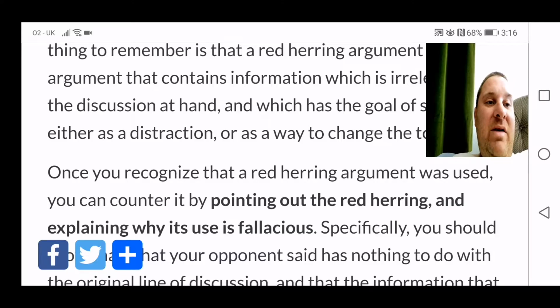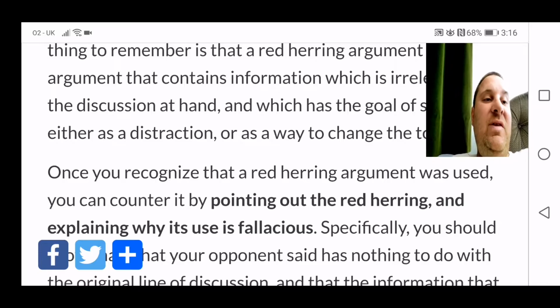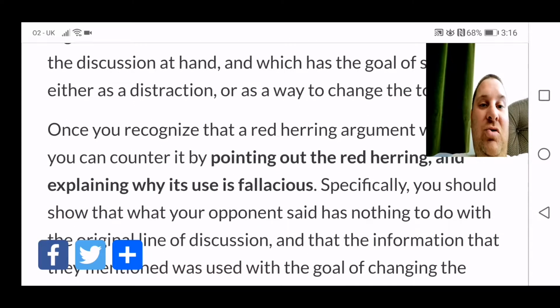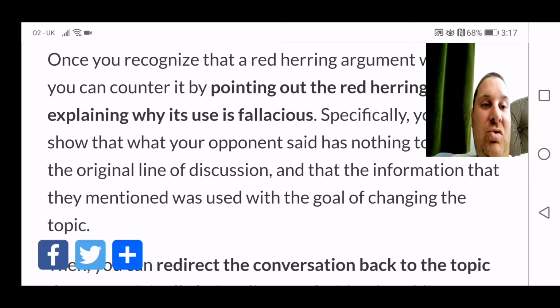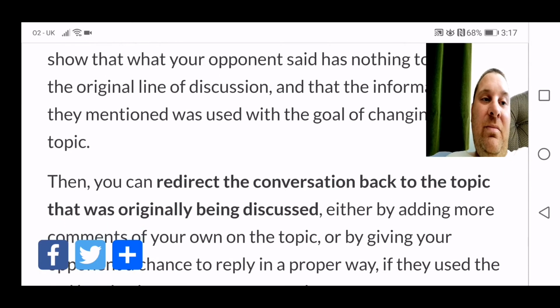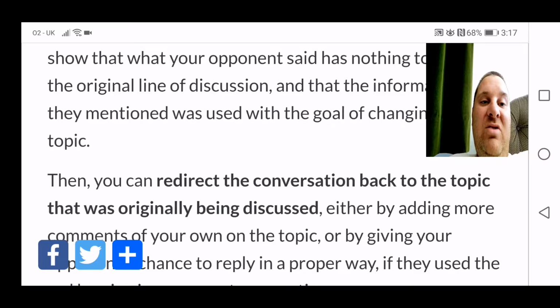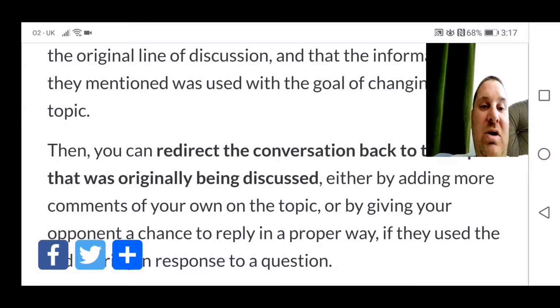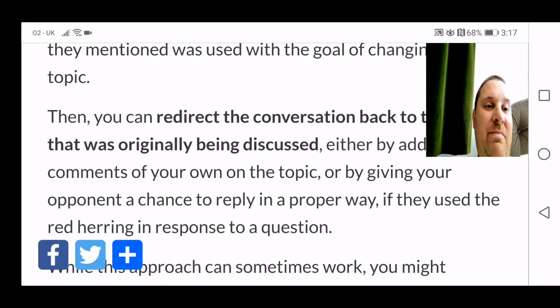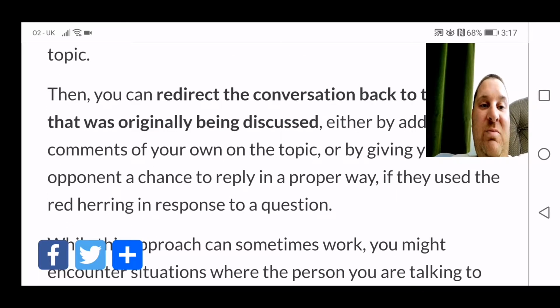Once you recognise that a red herring argument was used, you can counter it by pointing out the red herring and explaining why its use is fallacious. Specifically, you should show that what your opponent said has nothing to do with the original line of discussion, and that the information that they mentioned was used with the goal of changing the topic. Then you can redirect the conversation back to the topic that was originally being discussed, either by adding more comments of your own on the topic or by giving your opponent a chance to reply in a proper way if they use the red herring in response to a question.